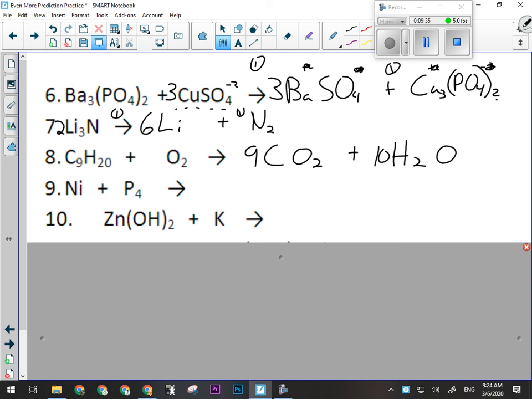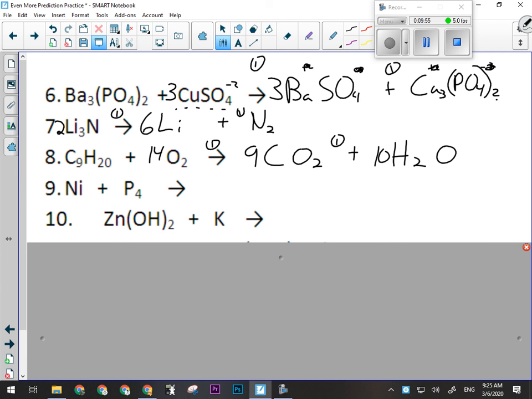I need 20 hydrogens. I've got 10 oxygens here in the water plus another 18 in the carbon dioxide for 28. 14 times 2 is 28. So our numbers should be 1, 14, 9, and 10. Okay, so 1 mark for CO2 and water and 1 mark for it being balanced correctly.